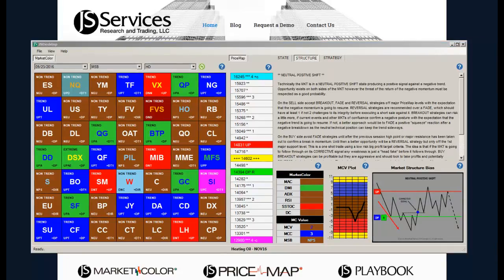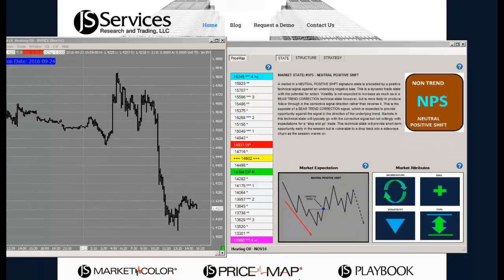So this is heating oil that we're looking at. This market really performed to the characteristics of the state. We look at the condition, and one of the conditions, a market in this technical state will typically go with the corrective signal, but not willingly, with expectations of a stop and go trade. The technical state will provide short-term opportunity early in the session, but it's vulnerable to a drop back into a sideways trade and churn as the session wears on.